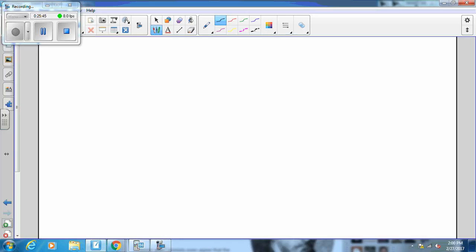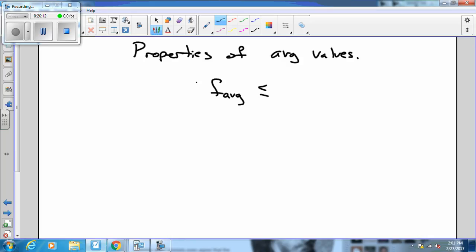Okay. The last thing that I want to do is to familiarize you with two properties, interrelated properties of average values. And the first one is the boundary property. And that is this. It's sort of obvious, but I'll just say it. The average value of a function must be trapped between that function's absolute minimum value and that function's maximum value.